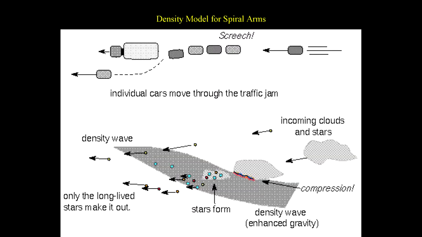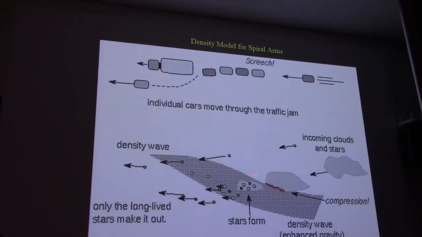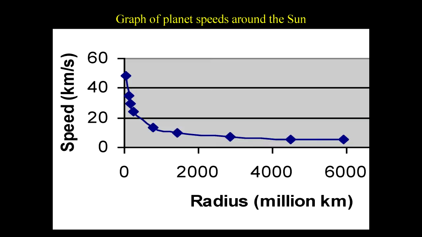So the individual cars move through the traffic jam, and in the density wave theory, you've got incoming clouds and stars. They get squeezed when they hit the spiral arm. Stars form. Some of them don't last long. Some of them go through, and that's the theory for there. But what about speed?